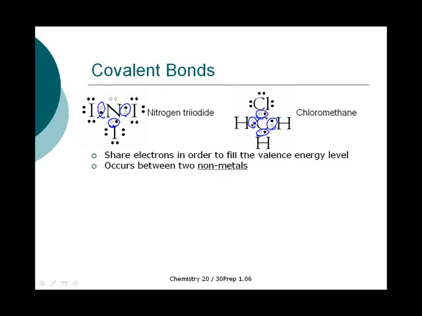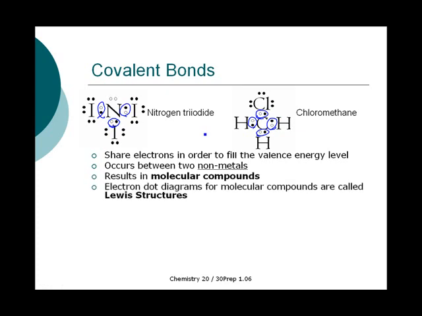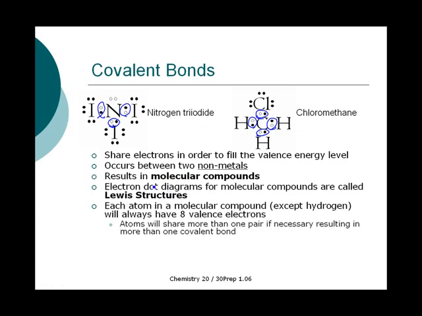Now, different colors were used for the electrons just so we could tell which one was coming from which element. You don't have to do that. That's strictly just for illustration's sake. The results are a molecular compound, and the electron dot diagrams for molecular compounds are called Lewis structures, mostly because a guy named Lewis invented them.